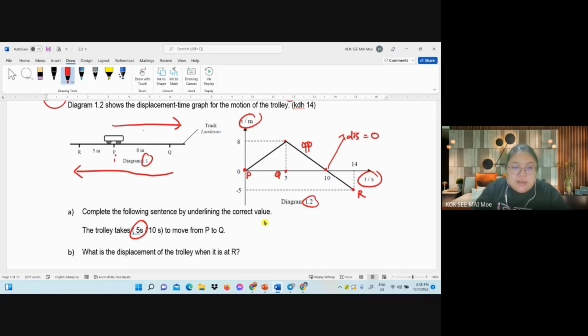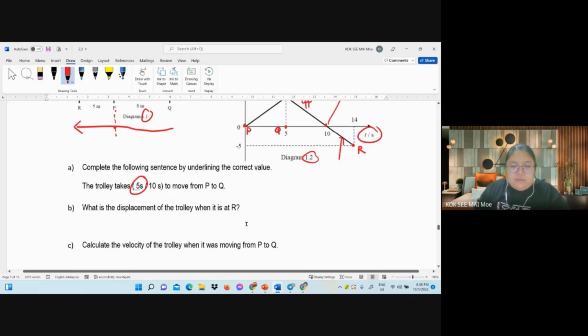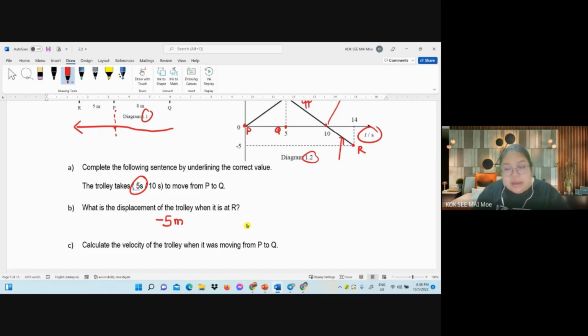That means P to Q, then you turn back until P. So you move an extra 5 meter to the left hand side. So this part is your extra move, the extra displacement. So the question, what is the displacement? You straightforwardly answer -5 meter. The negative means the opposite direction.